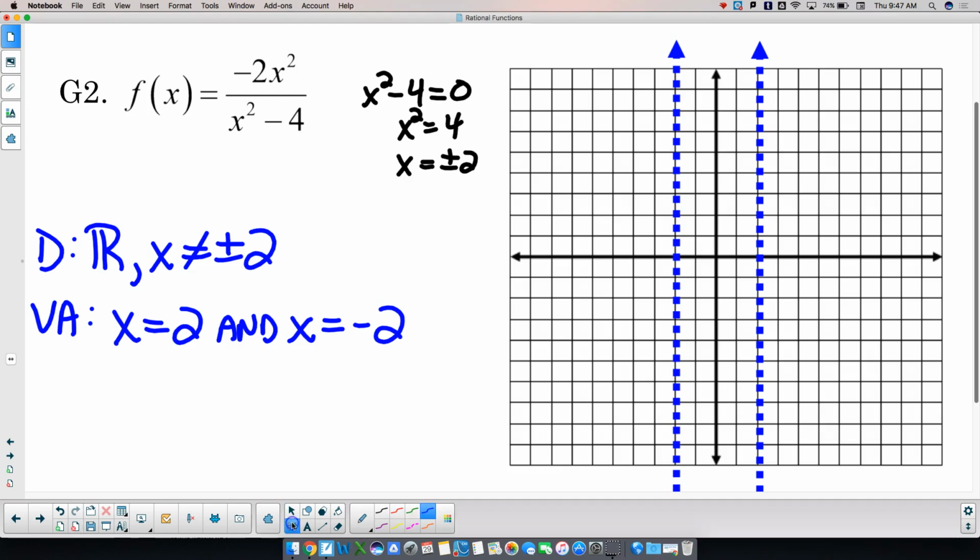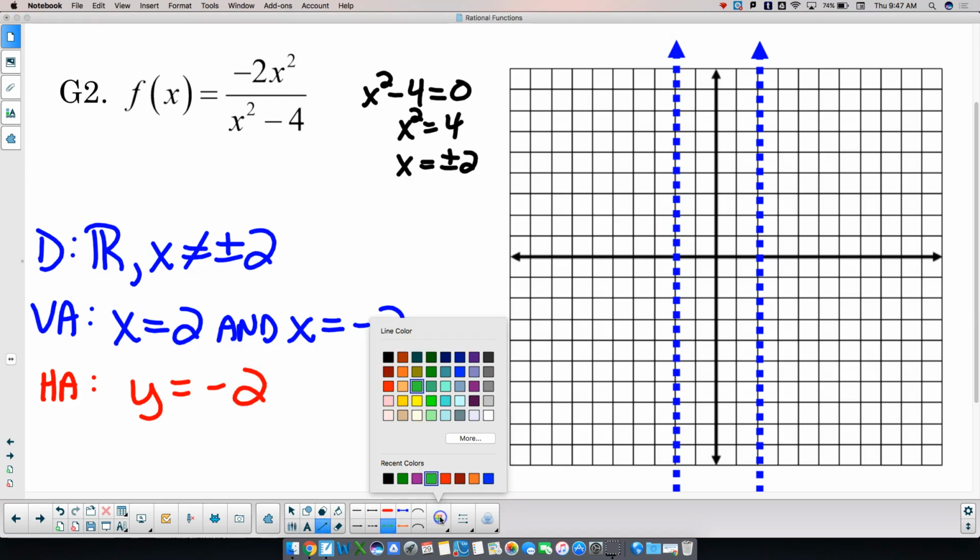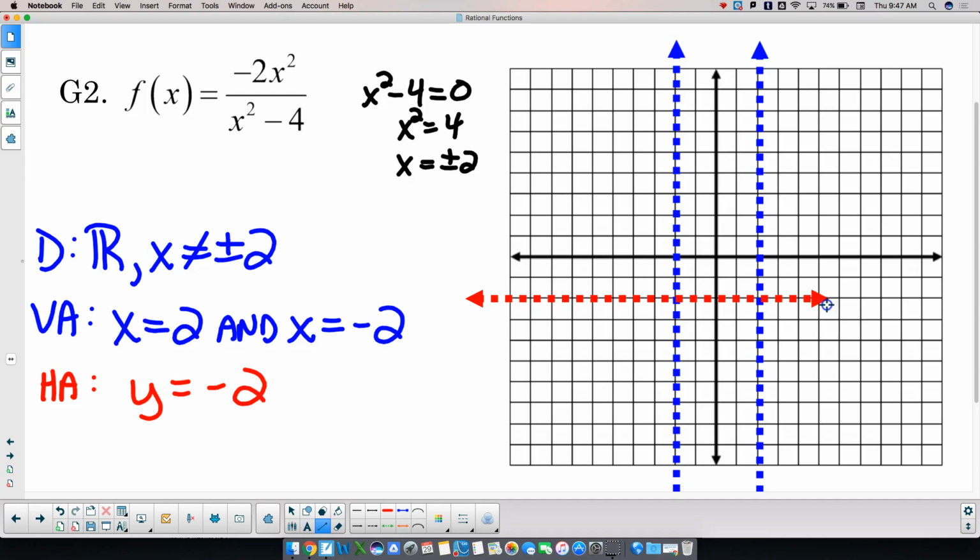Okay? Horizontal asymptote, I compare degrees. Top is 2, bottom is 2. That's the same. So my horizontal asymptote is y equals negative 2 over 1, which is just y equals negative 2. Agreed. Okay.